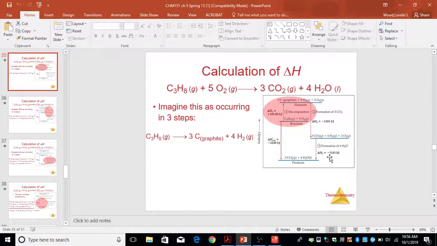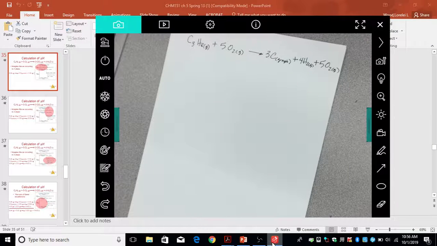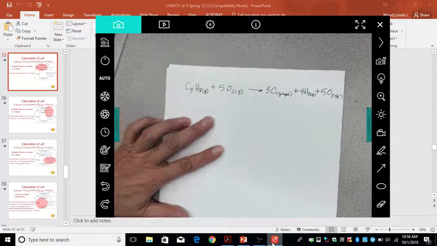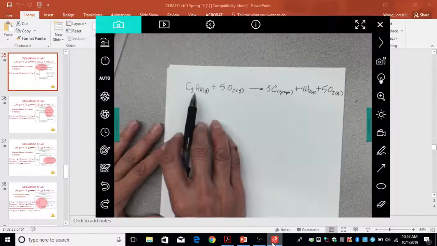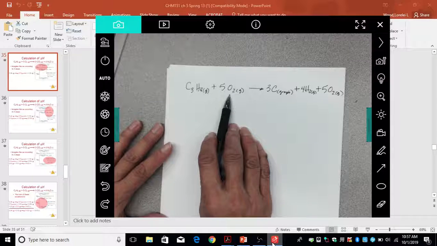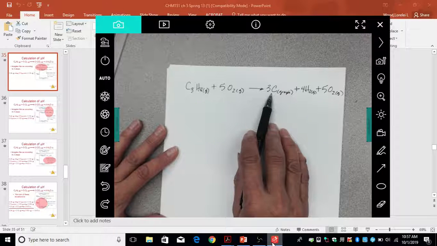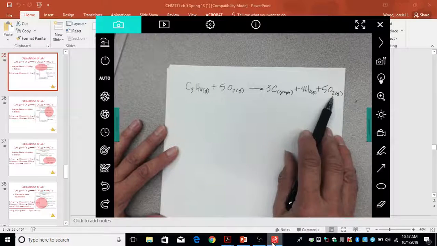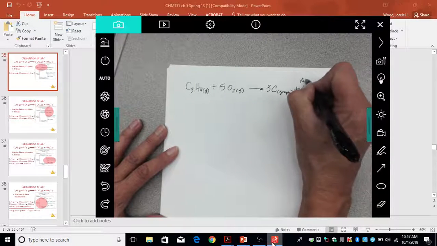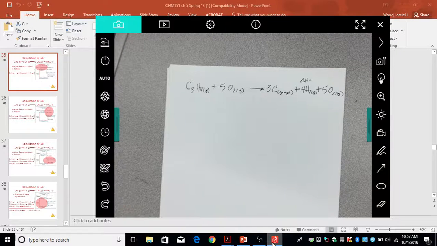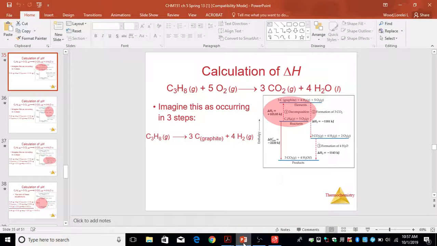Now I'm going to switch over to my ladybug and I'm going to show you what I wrote, and I want you all to be writing this down because this is going to be a good concrete example about how to solve these kind of problems. So C3H8 plus 5O2 is the first reaction, gives me 3C plus 4H2 plus 5O2. Now I'm going to have to put the enthalpy value above it because I didn't leave much room for myself. The enthalpy value on this one is, I'm going to go back to my PowerPoint now, the enthalpy value on this one is plus 103.85.